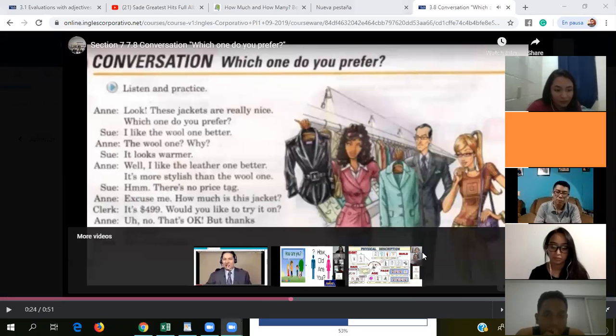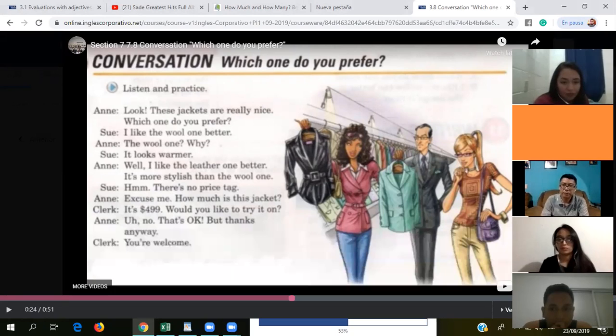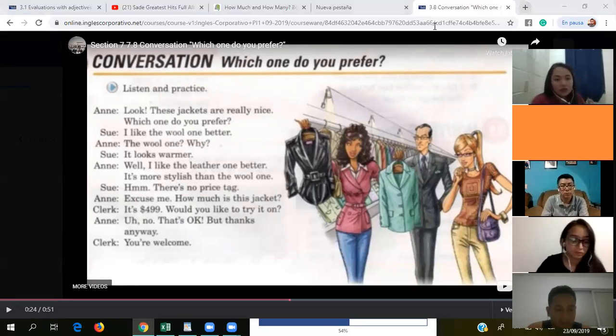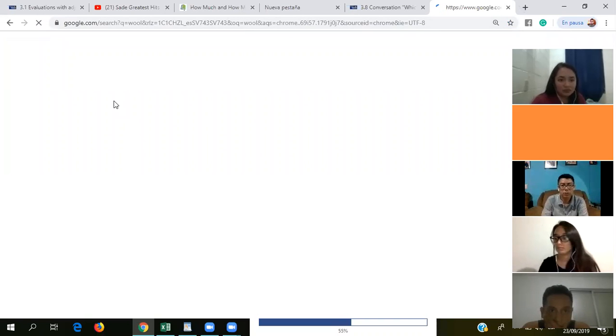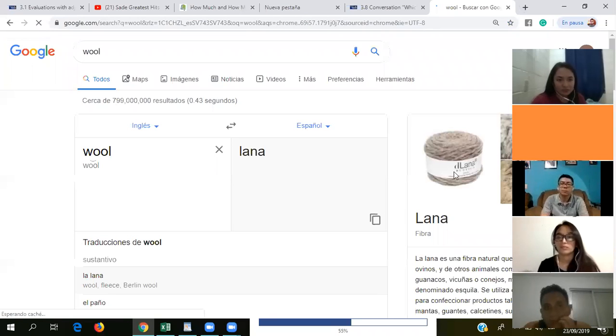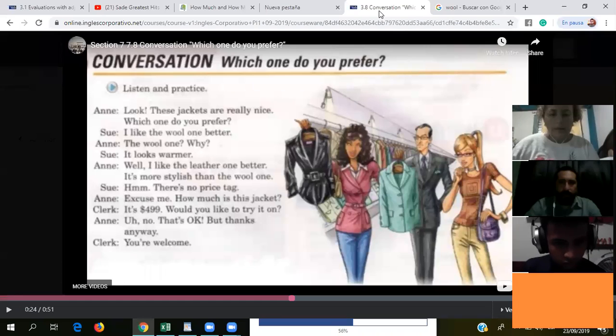Okay, new vocabulary. Let's scan for it. The wool one. Wool. Let me show you wool. I don't know how to describe it, but it's some sort of fabric. Lana, which I don't like. This is wool. Lana. Wool. Right. Okay. What else? Stylish.